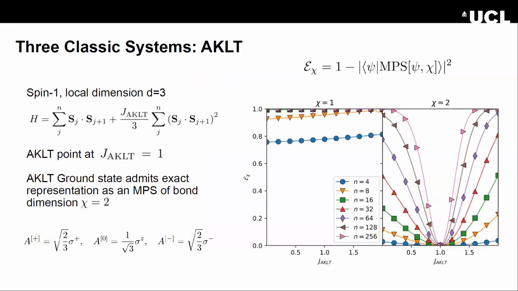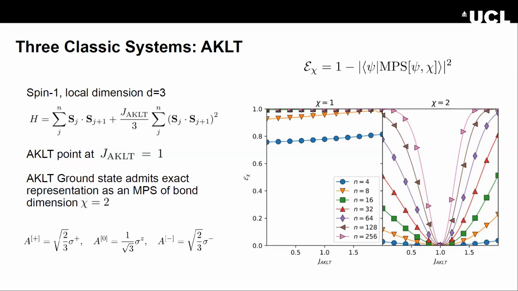Cool, okay. Three classic systems, that's it. The AKLT model. This is a toy model with a known ground state. It is a Heisenberg interaction and then this AKLT term, J_AKLT equals 1. This has a known ground state, which admits an exact representation as an MPS of bond dimension 2. So we know what we expect to see. At the bond dimension 2 generalization of this, it should be a perfect representation. And indeed, that's what we see.